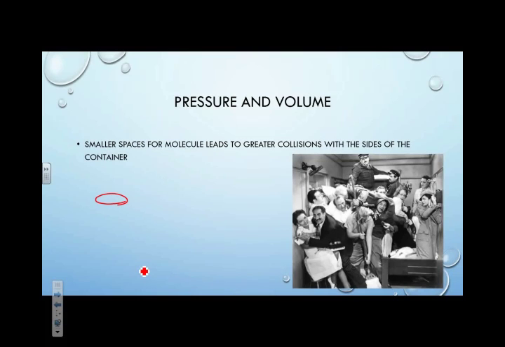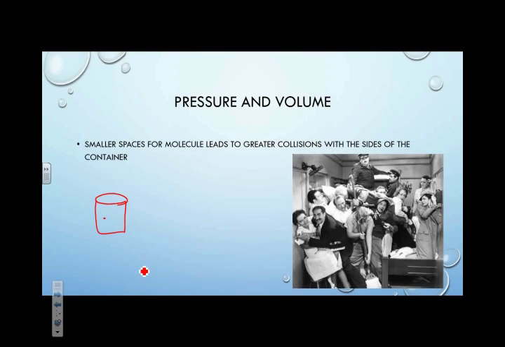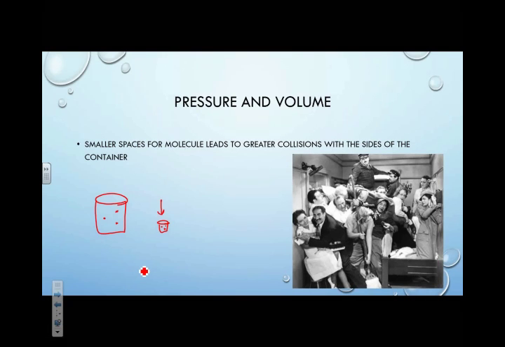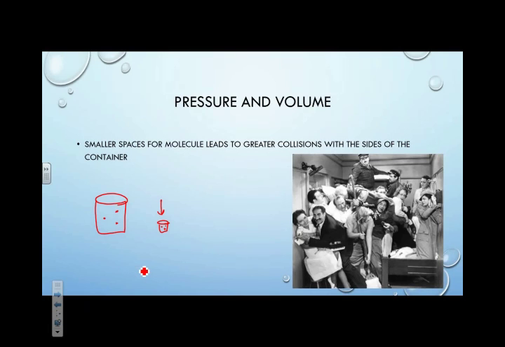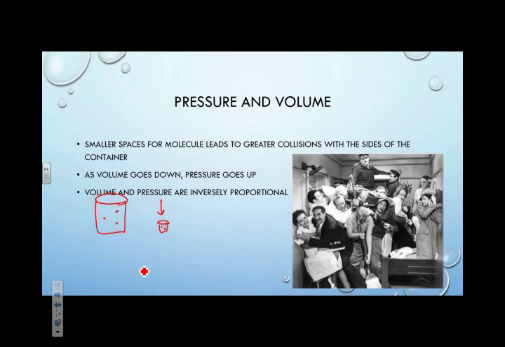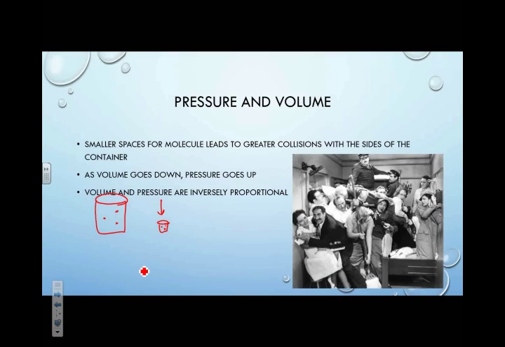You can think about this too as, here's one container, which has, we'll say, 3 particles in it, and here is a little tiny, tiny container with those same 3 particles. Which should have the higher pressure? Well, the smaller container. Same amount of particles, and I'm assuming here the same temperature. A much smaller space to move around in means more collisions with the sides of the container, and so more pressure. And that means as the volume goes down, the pressure goes up, and that means that volume and pressure are inversely proportional.